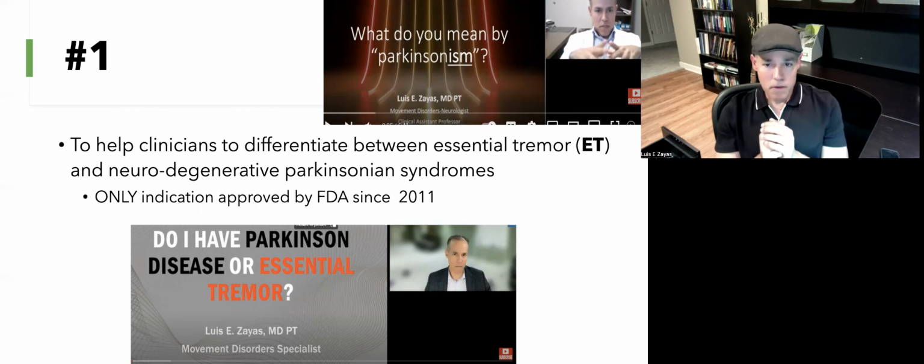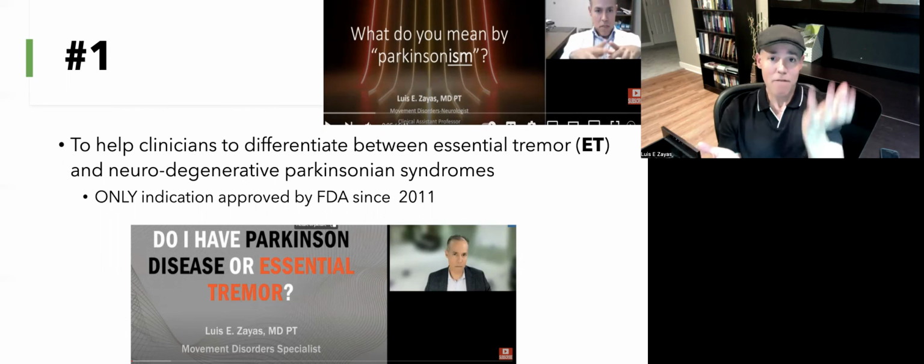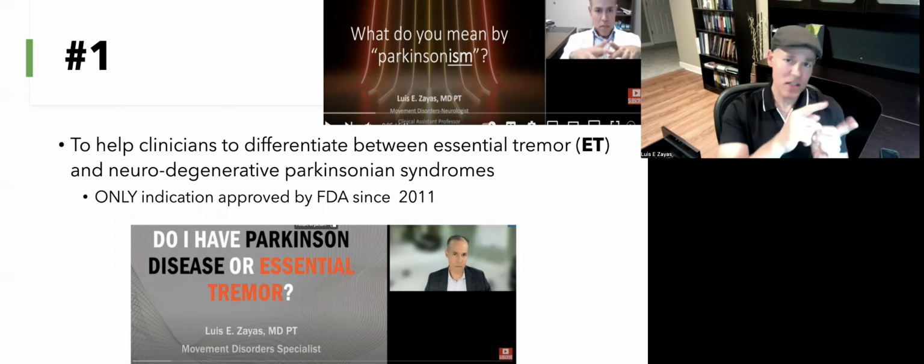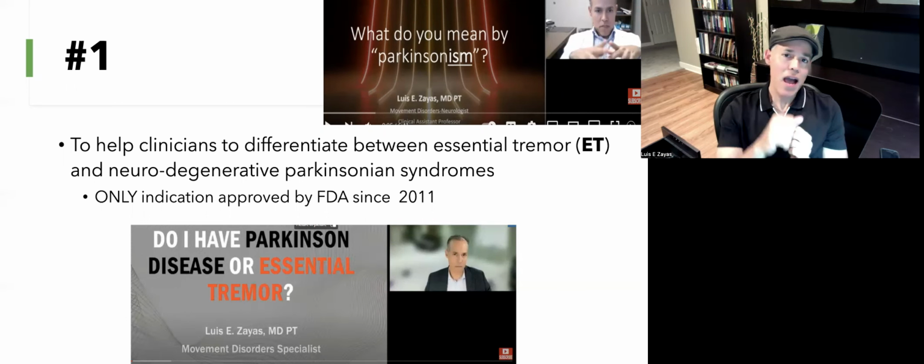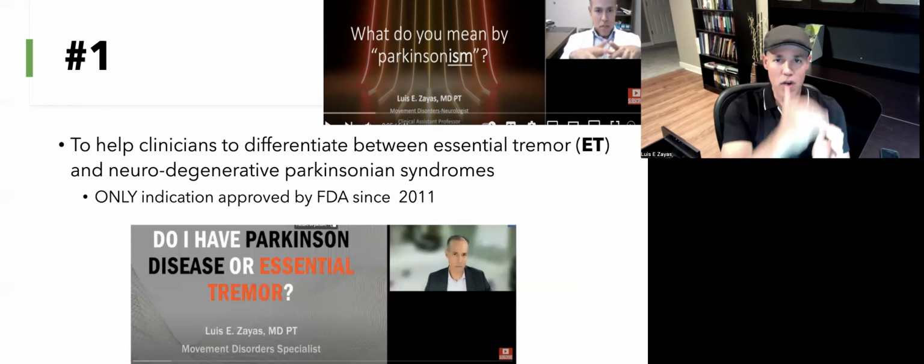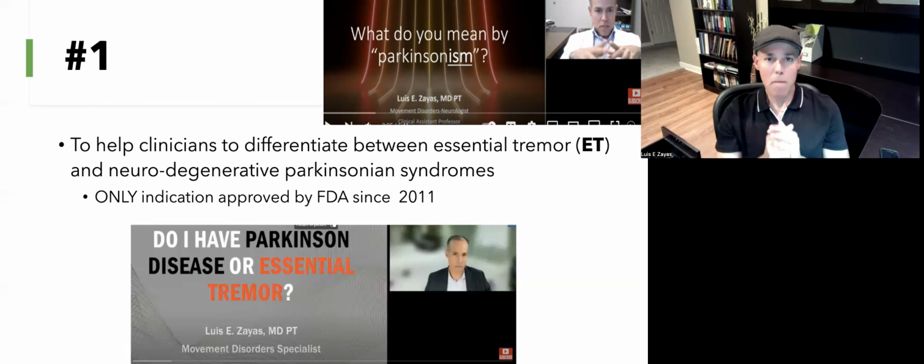By the way, there are some patients that might have both. They might have Parkinson's disease and essential tremor. And actually, if you have essential tremor, you are approximately 3 to 4 times more likely to develop tremor-predominant Parkinson's disease based on epidemiological studies.